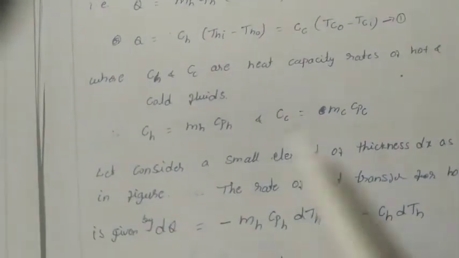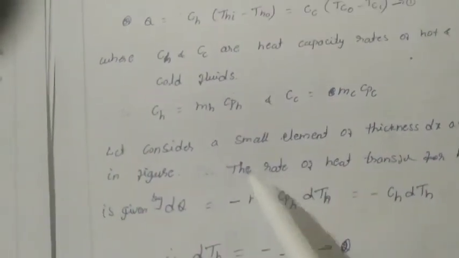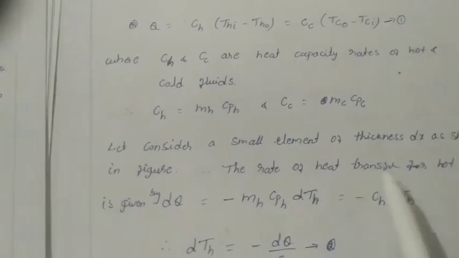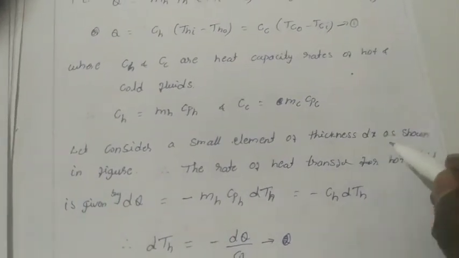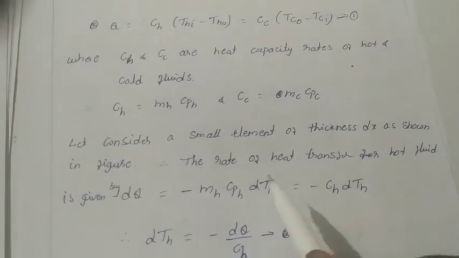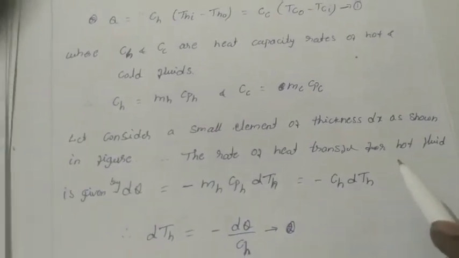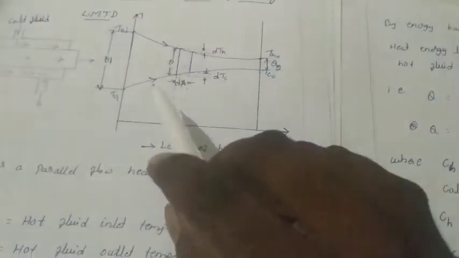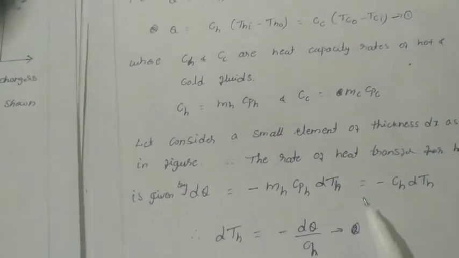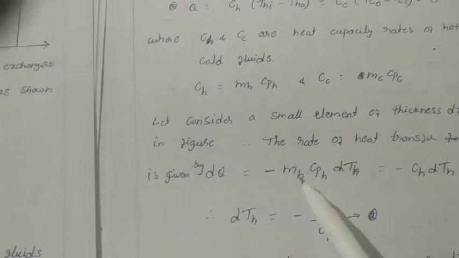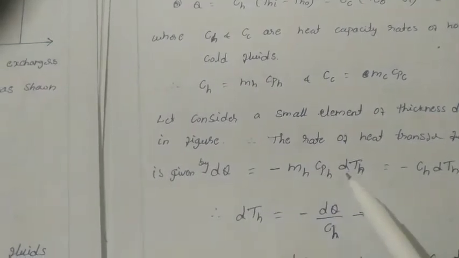Now let us consider a small elemental thickness dx and area dA as shown in the figure. We have to take the rate of heat transfer for the hot fluid and the cold fluid individually. For the hot fluid, dq is the small heat transfer rate, which is equal to minus mh into Cph into dTh.